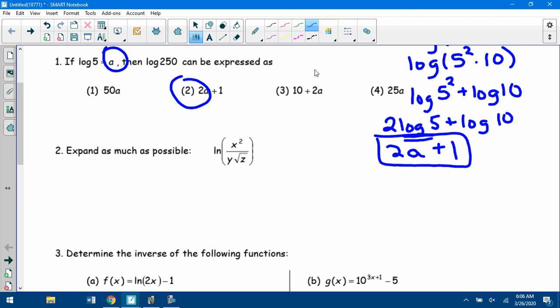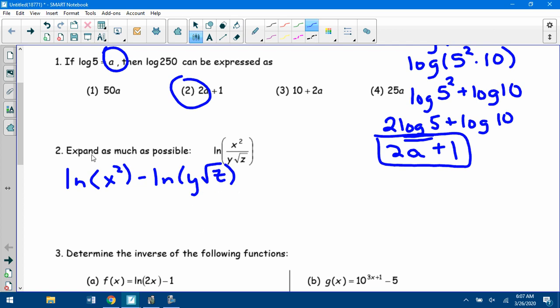All right, number 2 is another log property question. Expand as much as possible. So if I want to expand, this is where I talk about everything being multiplied, divided, or raised to the same power. Everything in here, the 2 is being raised to a power, the z kind of is too. The bottom's being multiplied, but everything inside is being divided. So that's what you've got to take care of first. 1 log divided becomes 2 logs subtracted. ln of x squared minus ln of y radical z.